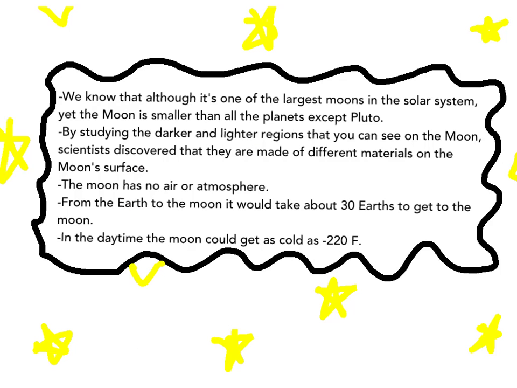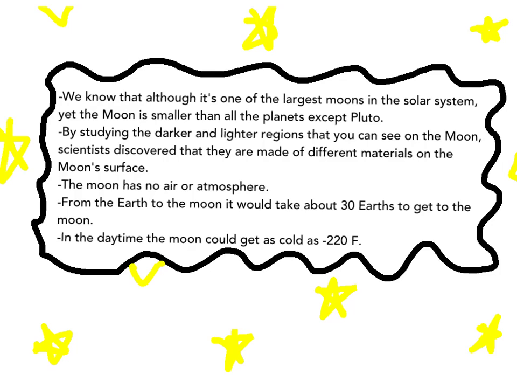We know that although it's one of the largest moons in the solar system, the moon is smaller than all the planets except for Pluto. By studying the darker and lighter regions you can see on the moon, scientists discovered that they are made of different materials on the moon's surface. The moon has no air or atmosphere.